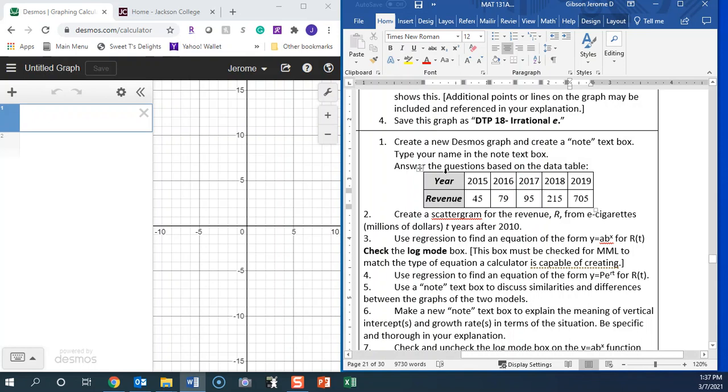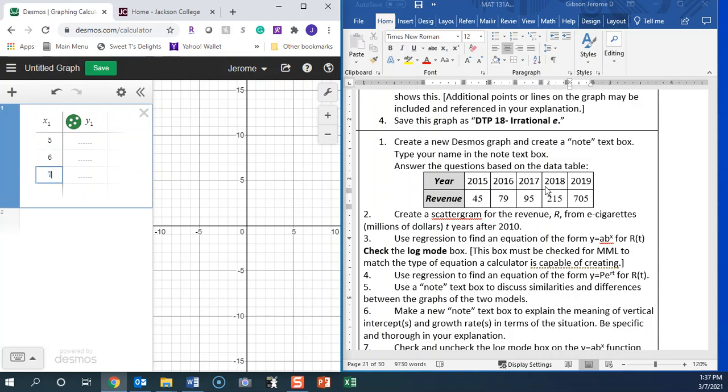So starting off with this, you all know how to do this portion, but we need to create a scattergram using this data here. So you hit the plus sign and the table. Now X1 will be your years, but remember your years are after 2010. So then this would be 5 because 2015 is 5 years after 2010 and so on. So this would be 6, 7, 8, and 9.